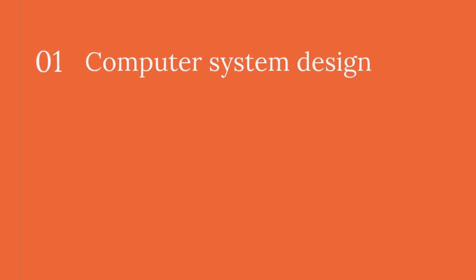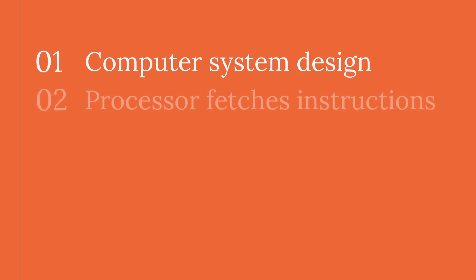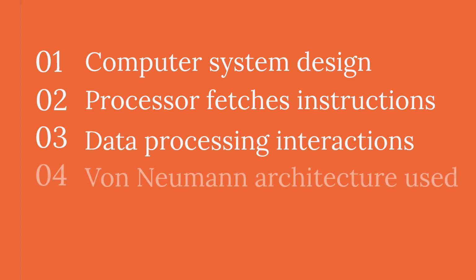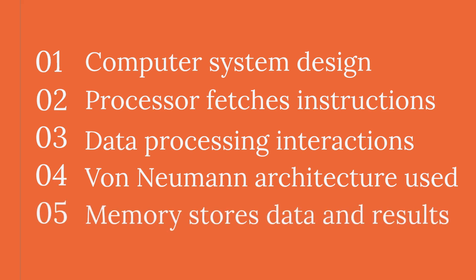Computer architecture refers to the design and structure of a computer system. It explains how components interact to process data. Most systems use the von Neumann architecture. This design allows the processor to fetch instructions and data from the same memory. It processes them and returns results for storage or output.